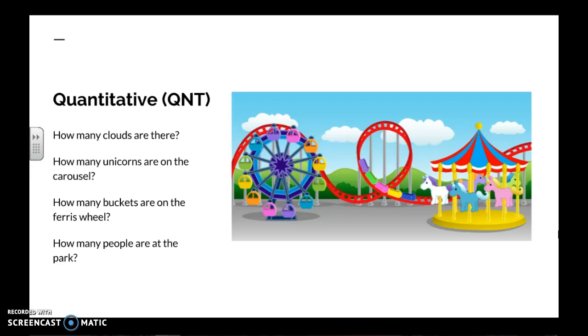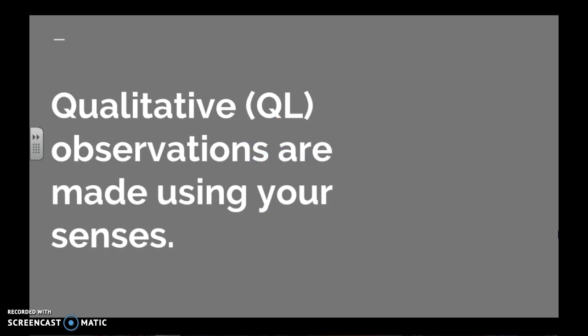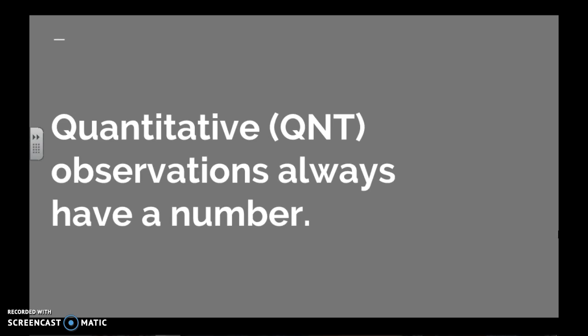There are 4 clouds. That is a quantitative observation. It's an observation that I made, and it has a number attached to it. How many unicorns are on the carousel? There are 5 unicorns on the carousel. That is quantitative. Go ahead and do that for the last 2 questions. So qualitative observations are made using your senses. Quantitative observations always have a number.